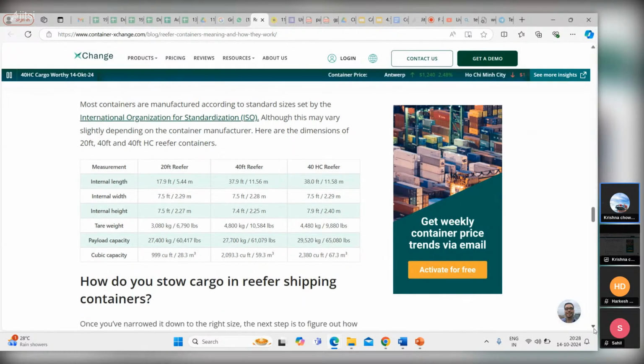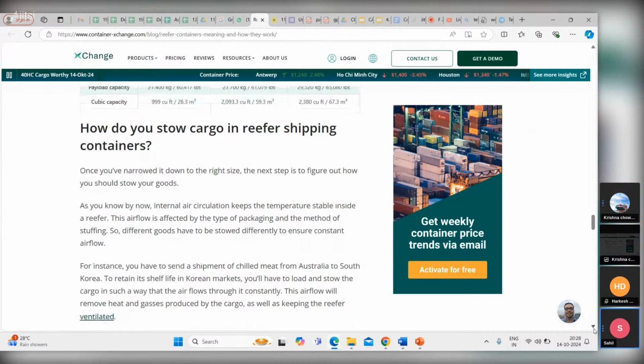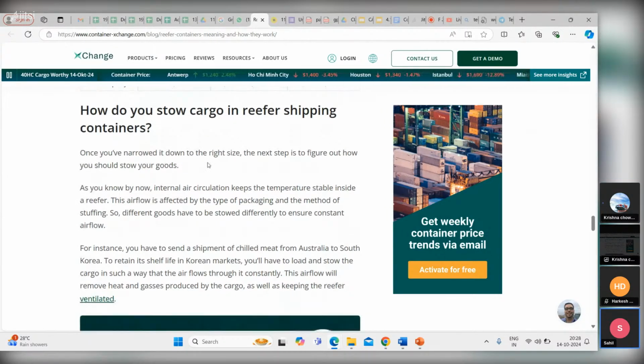Sahil, how do you store the cargo in? Sorry, yes sir, everything is clear. I just have one doubt: these containers will have almost the same width, na sir? Then only we will be able to stack one by one, na sir. Yeah, the width is the same, but sometimes the height is different. The 20 foot length is different, and sometimes the height is different, but the width is the same.